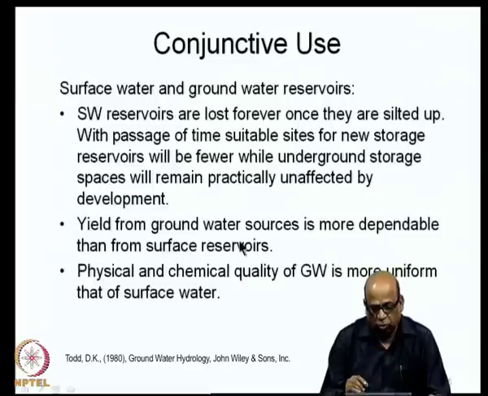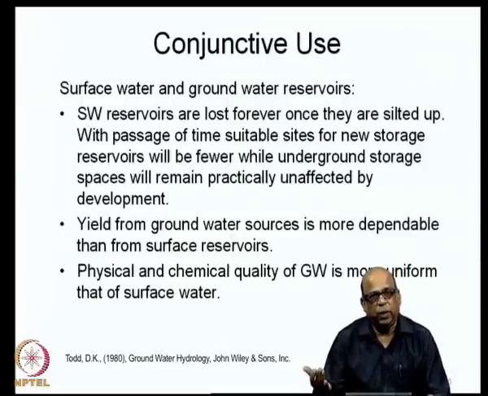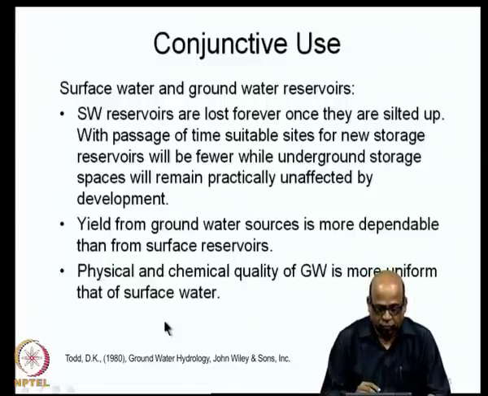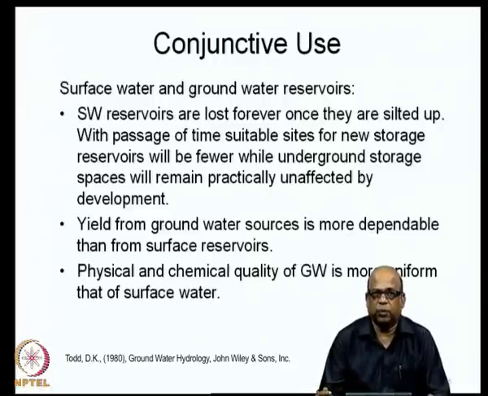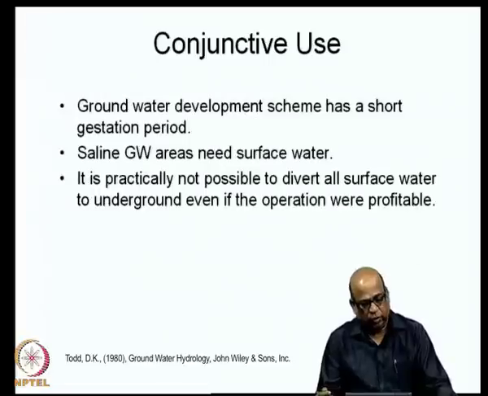So, yield from groundwater sources is therefore more dependable than that from surface reservoirs. If you are able to manage the groundwater resources well, the reliability of groundwater supply can be increased. Also, the physical and chemical quality of groundwater is more uniform than that of surface water. Now, these are some of the advantages.